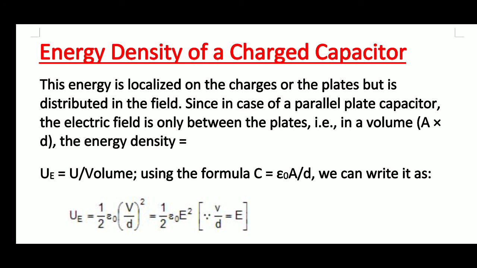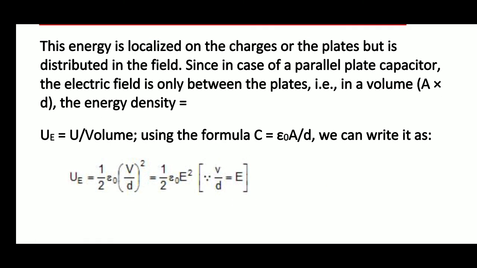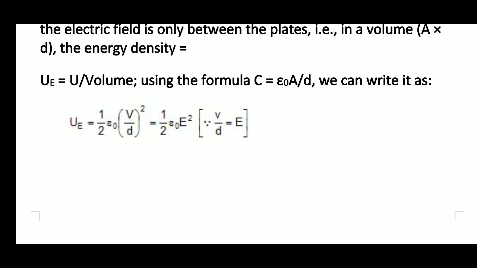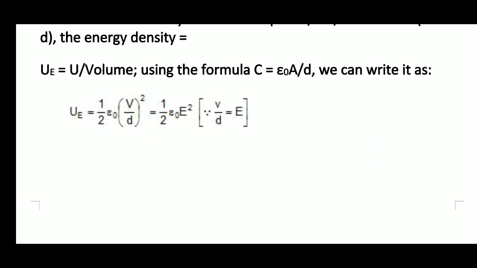uE is equal to U upon volume. With the formula C is equal to epsilon naught A by D, we can write it as uE is equal to half epsilon naught times V by D whole square, or this is equal to half epsilon naught E square. So in the form of energy density, we can calculate the total energy of that capacitor.